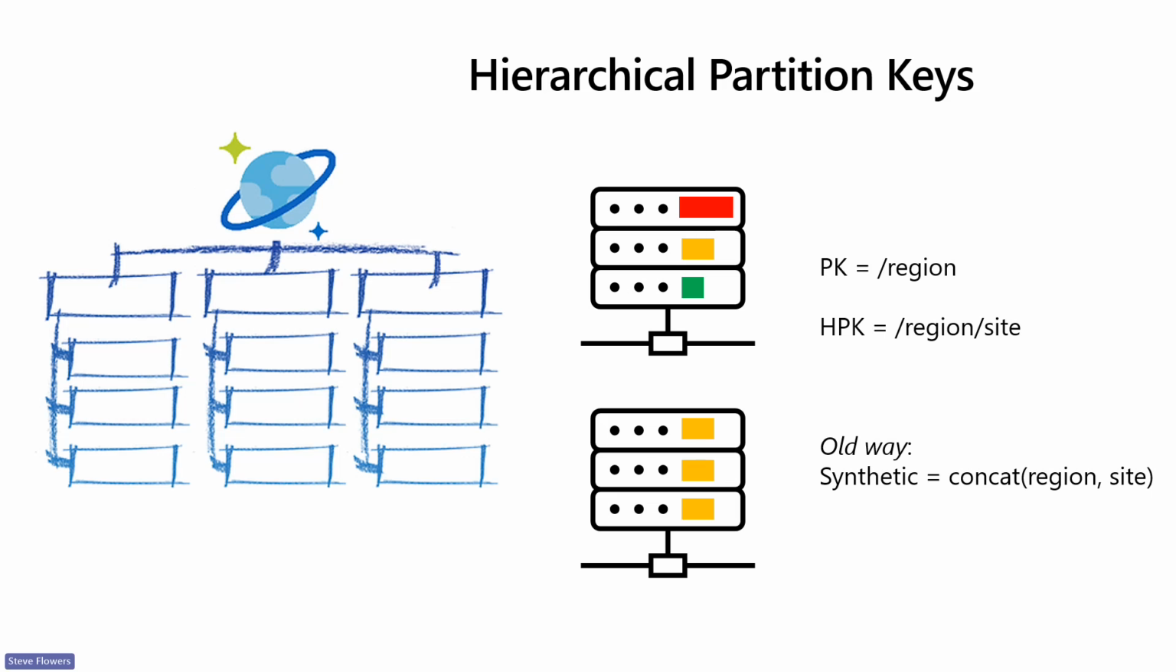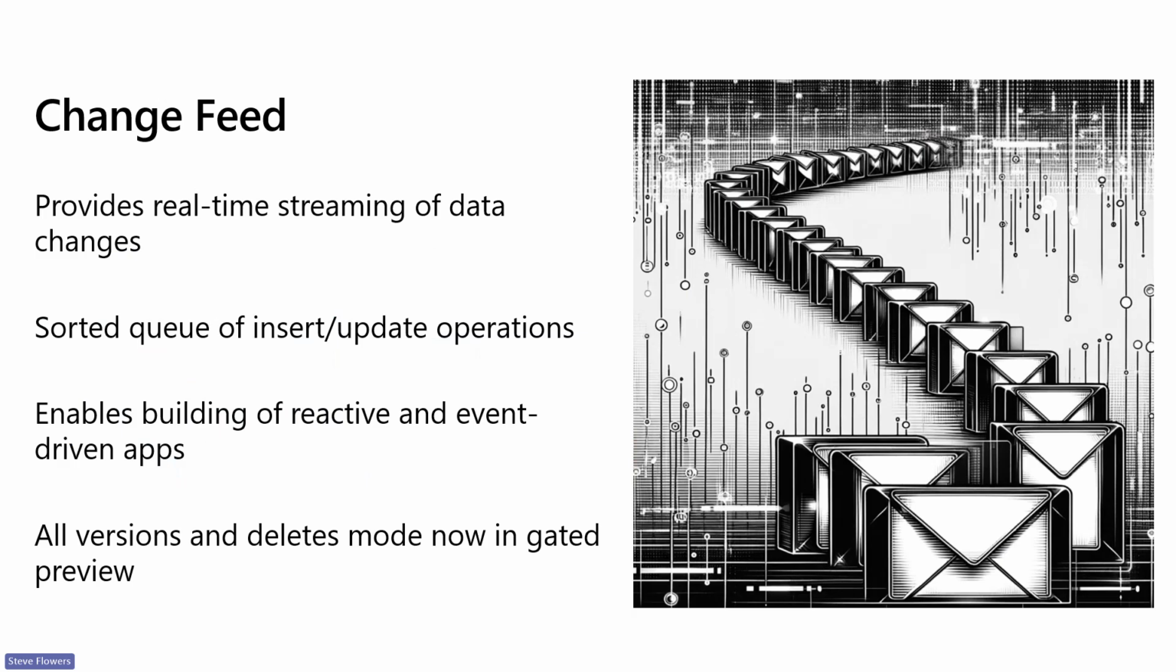We were able to do this before using a synthetic key, where we would concatenate the region and the site, but it made it difficult to update. If the site name were to change, then that partitioning key cannot change without rewriting that document. And also, it's just very difficult for developers to have to think about these things. So with the hierarchical partitioning key, you interact with the object in any other way. You don't have to think about any special considerations.